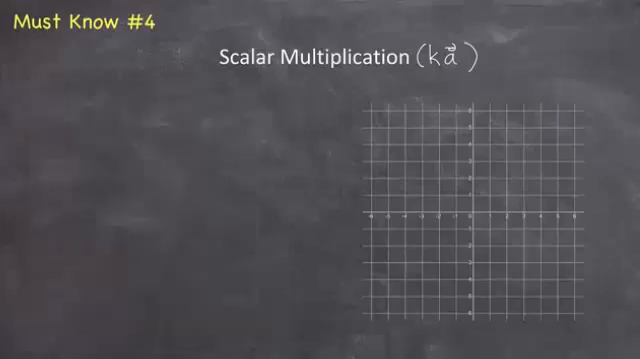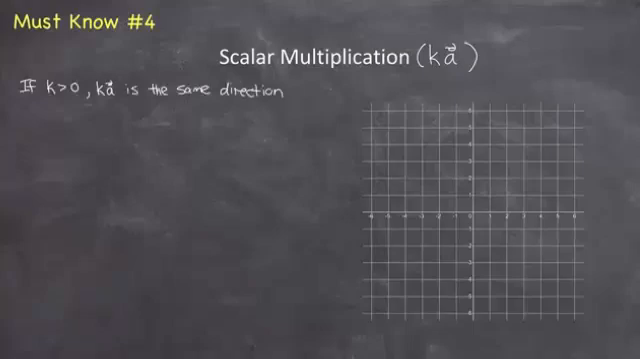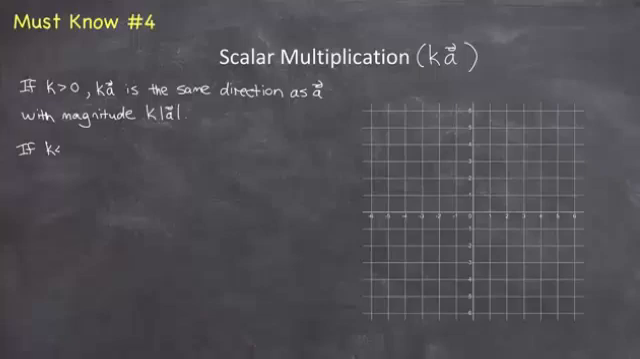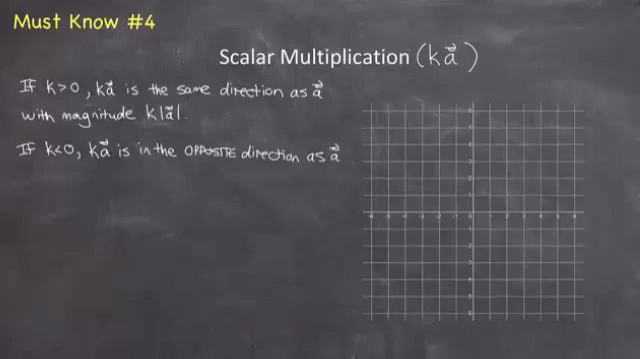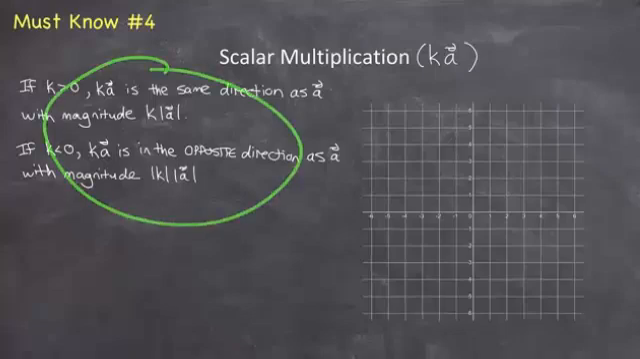exact opposite direction. If k is bigger than 0, then k times vector a is going to be in the same direction as vector a, and with a magnitude equal to k times the magnitude of a. But if k is less than 0, so if it's negative, k times vector a is in the opposite direction as vector a, and its magnitude is equal to the absolute value of k times the magnitude of a. And the best way for me to clarify what this all means to you is with an example.